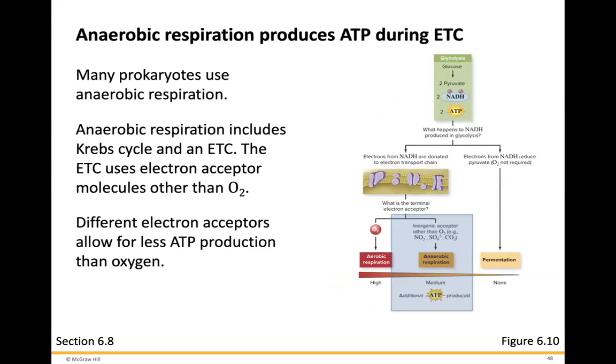Many prokaryotes will use anaerobic respiration. Anaerobic respiration includes the Krebs cycle and the electron transport chain. The electron transport chain uses electron acceptor molecules other than oxygen. It's actually going to transfer the electrons to another organic molecule such as an acid or an alcohol. Different electron acceptors allow for less ATP production, however, than what we would see in the presence of oxygen.